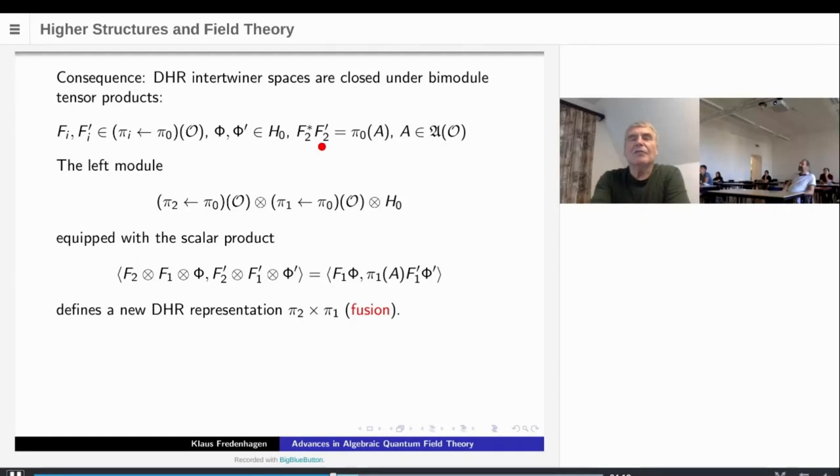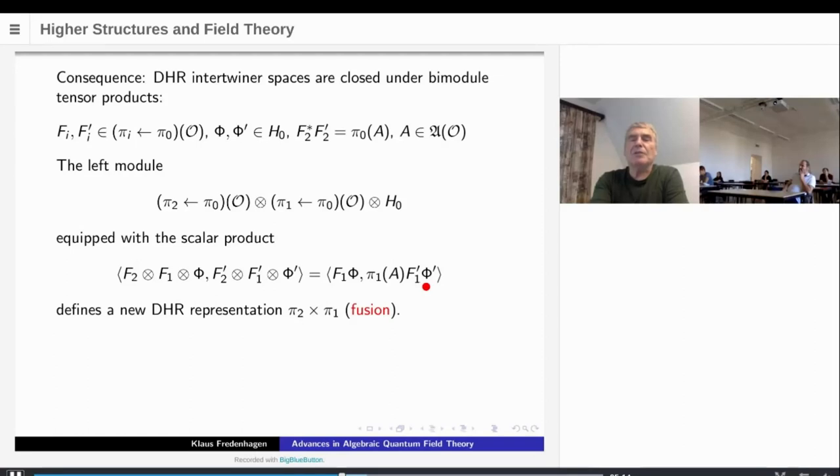And then we form this product F_2 star times F_2 prime, which is now an intertwiner from the vacuum representation to the vacuum representation. And by Haag duality, this is of the form pi naught of A for some local observable A in the region O. And then one can form the tensor product of bimodules and take the tensor product with the vacuum Hilbert space, which is the left module, and then find the scalar product on this left module. And the scalar product is defined by the following formula. So on the left-hand side, I have the elements of the bimodule, and on the right-hand side, I have just operators in Hilbert spaces.